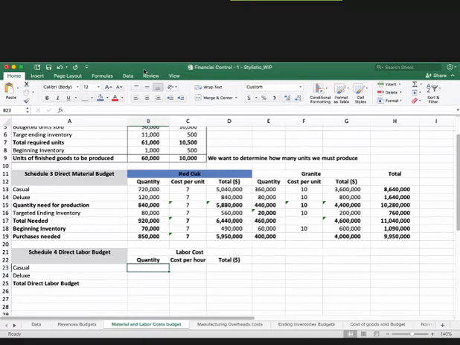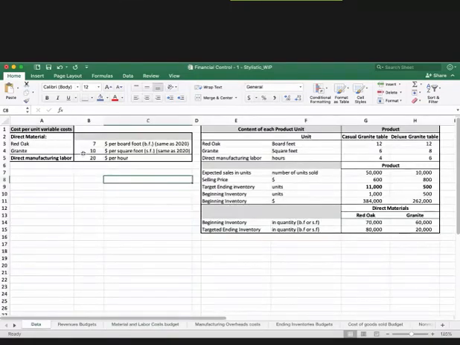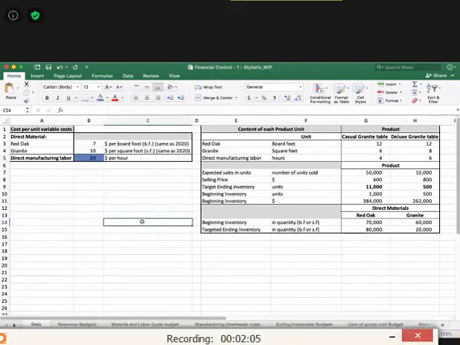So the direct cost is quite easy because we just need to find the number of hours we spend to do some casual and the number of hours we spend doing some deluxe, and we need to find the cost per hour. For the cost per hour, it's quite simple. We get it here. So it's no big deal. Now we need to find the number of hours. We can find it here.